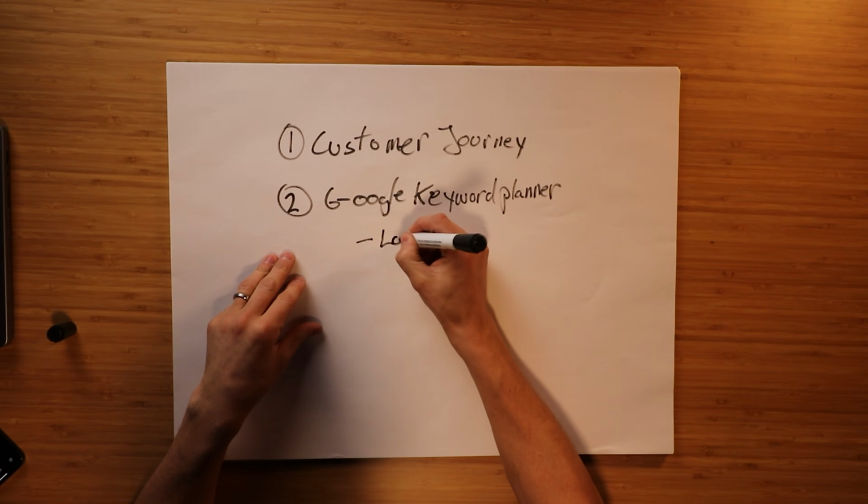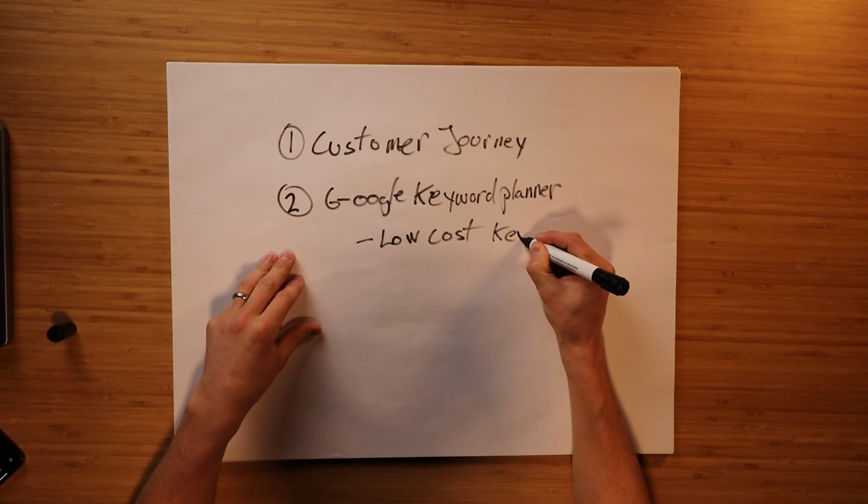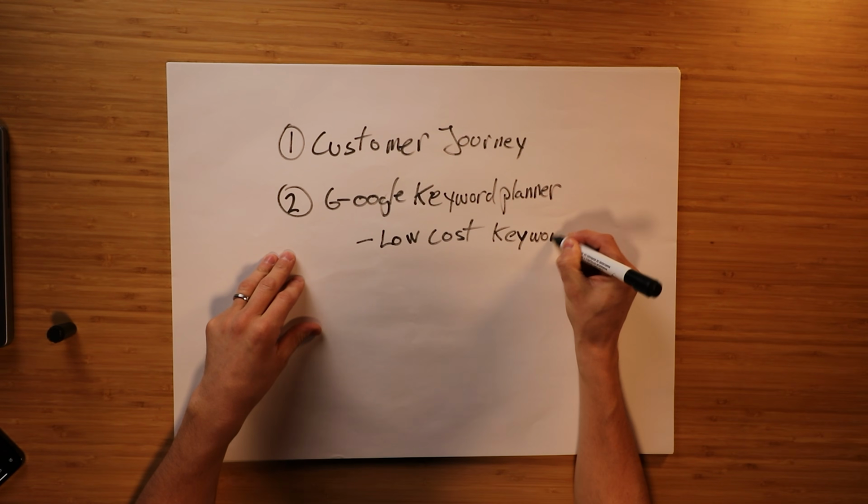But the other really important point here is you want to see how much specific keywords are costing. When you're running on a small budget with Google Ads, you don't want to be spending a ton of money on high cost keywords. Typically, a lot of competitors are going after those specific keywords, which drives up the cost. What you want to do is use the Google Keyword Planner to find cheap or low cost keywords.